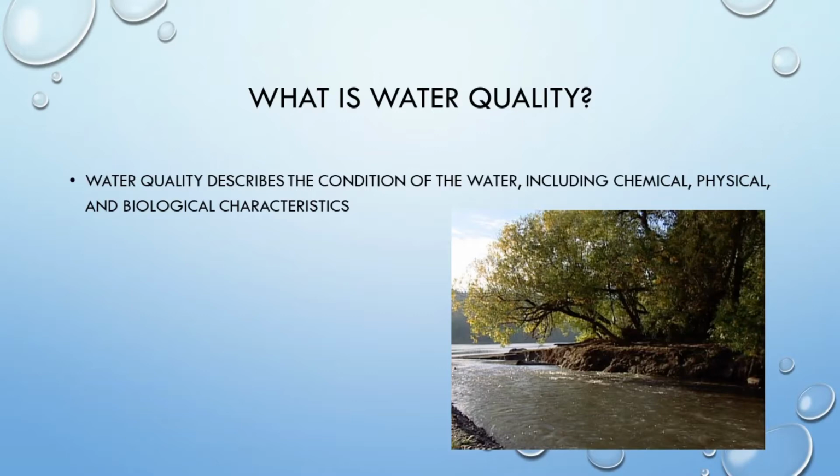Before we get into the specifics about water quality, let's start with the question of what is water quality? Water quality describes the condition of the water, including chemical, physical, and biological characteristics. These are things we can measure with certain tools and are often related to the wildlife and humans it affects. Water quality determines the health of that body of water and its livability.